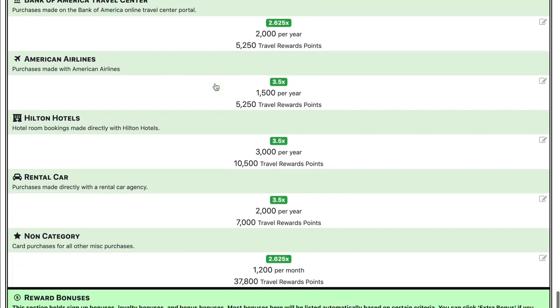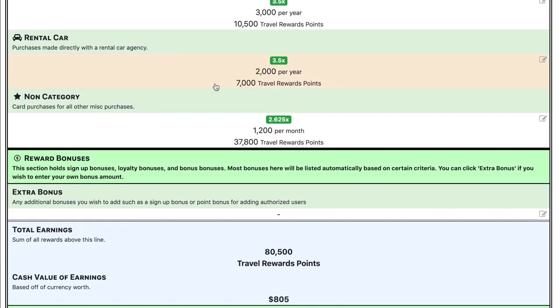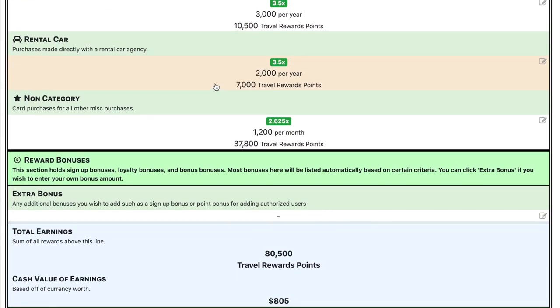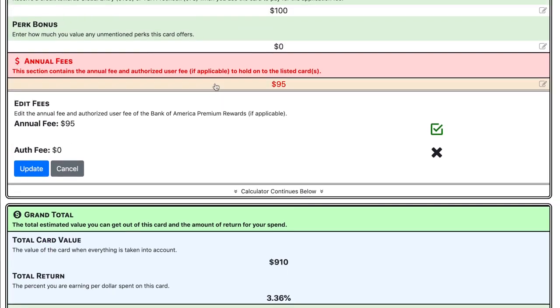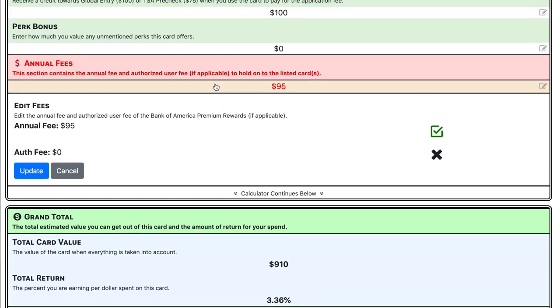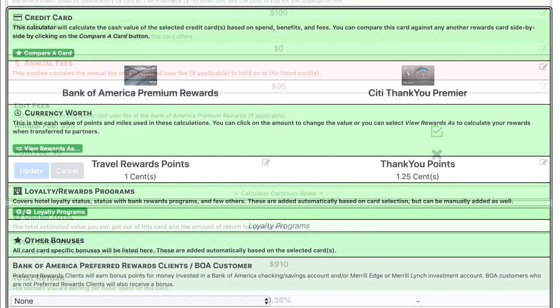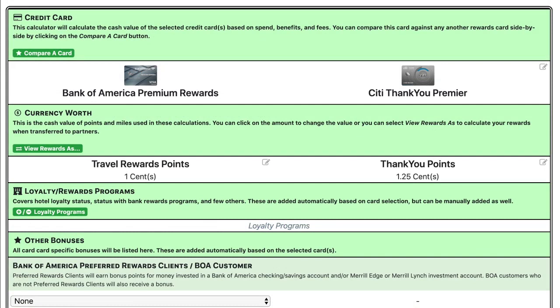So with this factored in, that bumps up the earnings to 80,500 travel reward points, which is worth $805. With all that said, we are looking at a higher return of 3.36% now and $910 in total cash value. So first, let's compare it against the Citi Thank You Premier card.